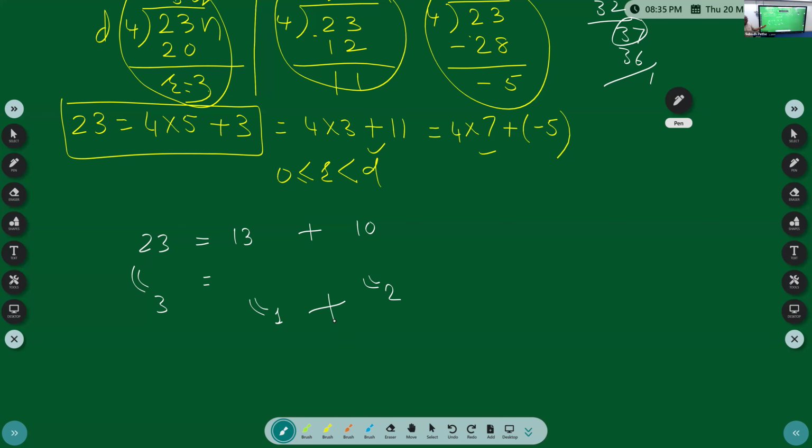Observation. Total 23 were there, I distribute, I end up with 3 with me. But first 13, then 10, 1 plus 2, 3. Correct? But it is not always correct. Why? Suppose instead of 13, I have got 15 first, followed by 8.